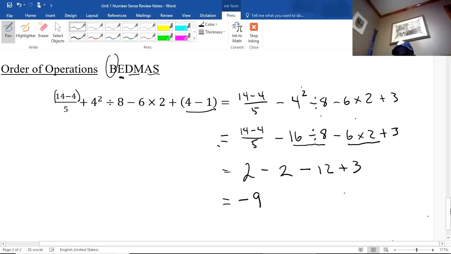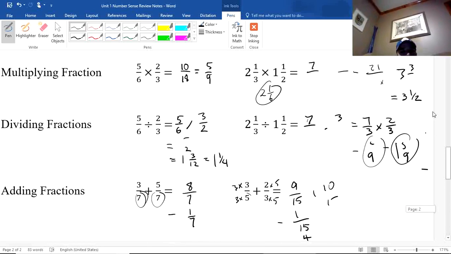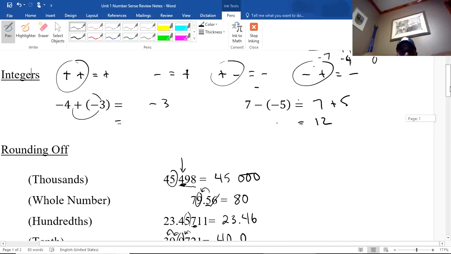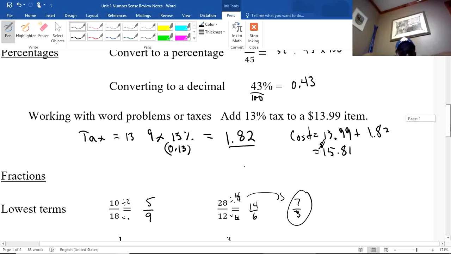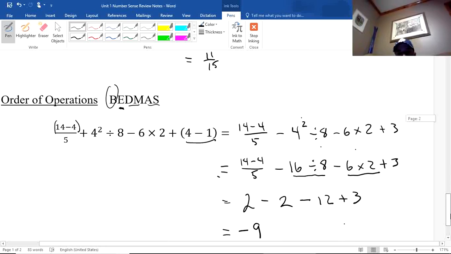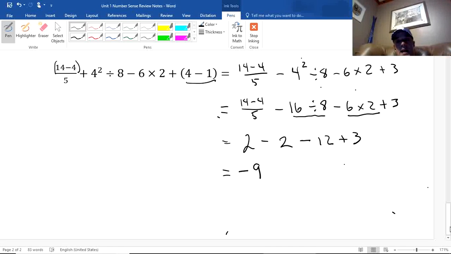Okay, so those are the topics we did in our number sense unit way back at the beginning of the course, and that included everything on this worksheet. What do we got here? We got integers, rounding off, percentages, fractions, and BEDMAS. And those kind of questions can appear on a culminating activity or unit test, or sorry, a final exam. So you should be prepared to deal with them, and this hopefully gives you a little refresher, and there'll be some practice worksheets to work on them.